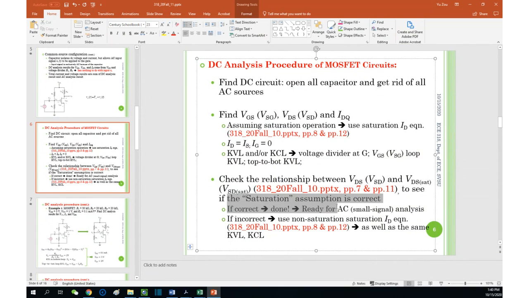And to compare, if the saturation assumption is right, and what? Hooray, right? We should say hooray, we're done. This saturation region and the calculated VDS, VGS, and ID from a previous step here are valid. And since it is in saturation region, we are ready to do the AC small signal analysis as well.